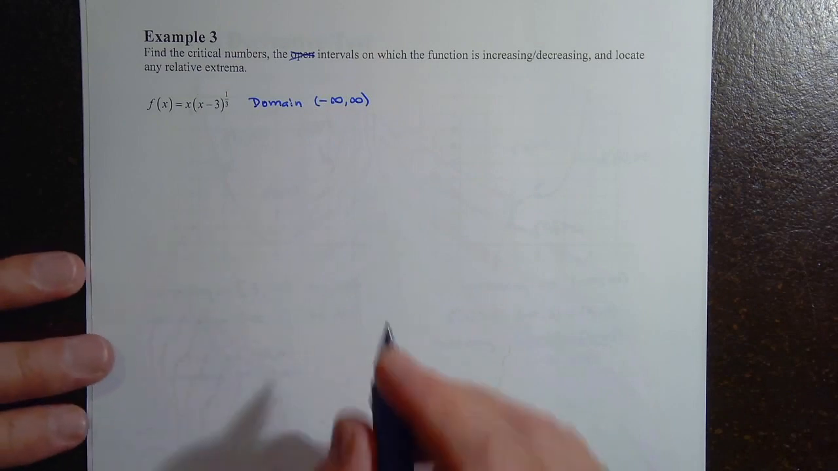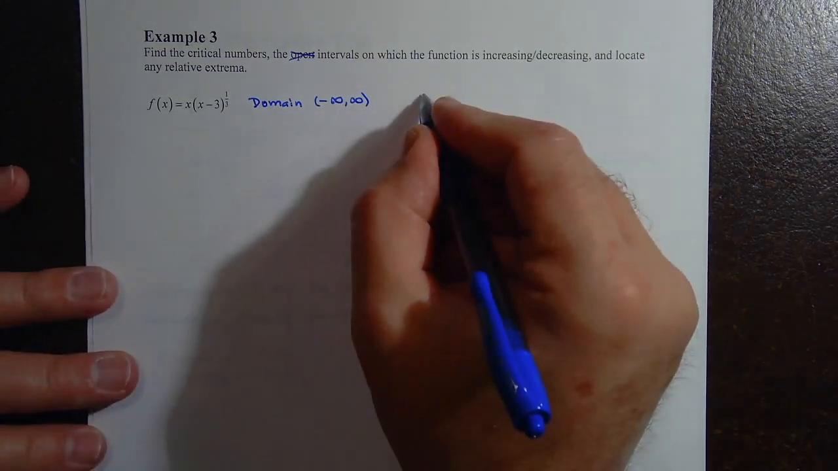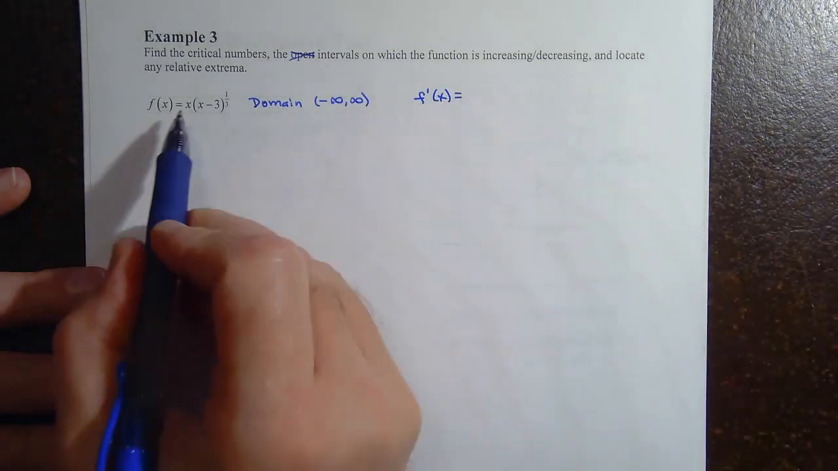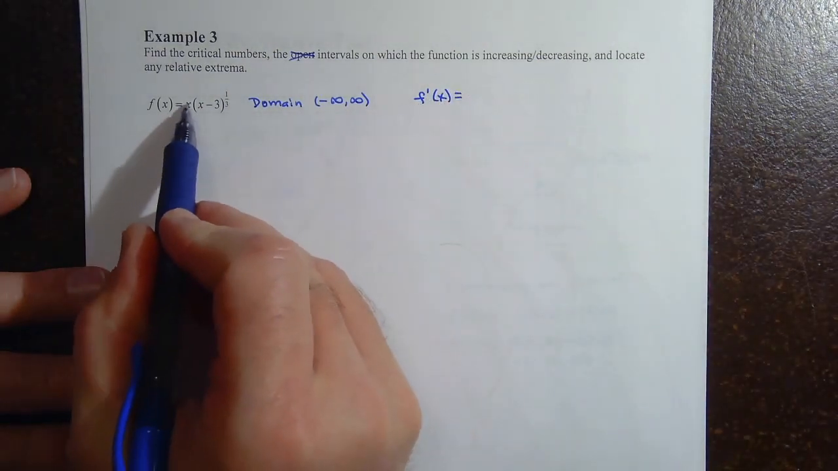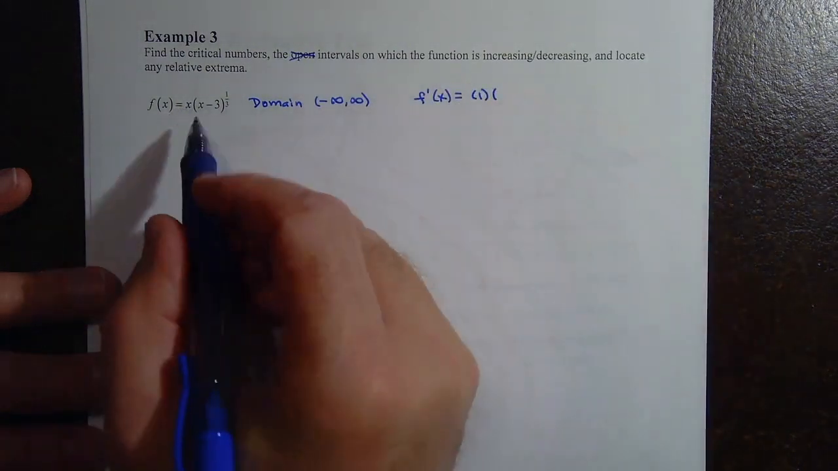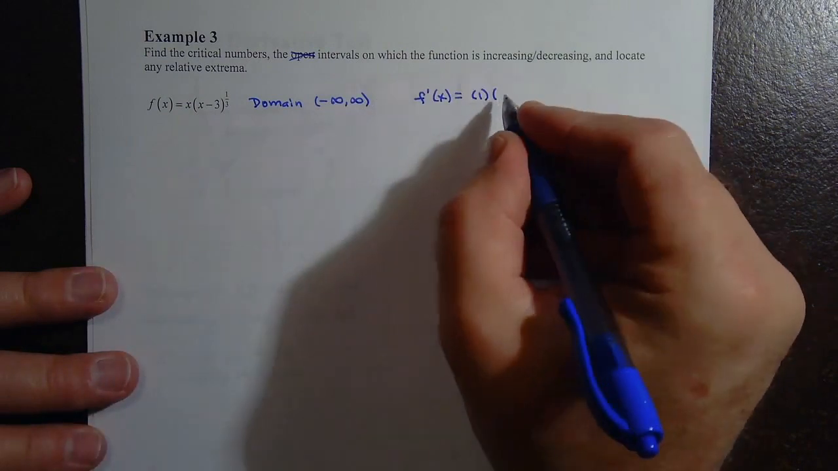Now, what's going to take a while is the derivative of this. So for f prime of x, we have to apply the product rule. The derivative of the first part would be 1 times x minus 3 to the 1/3 power.